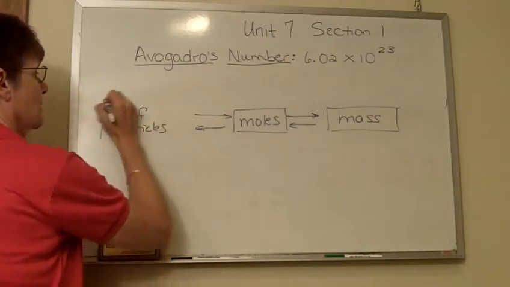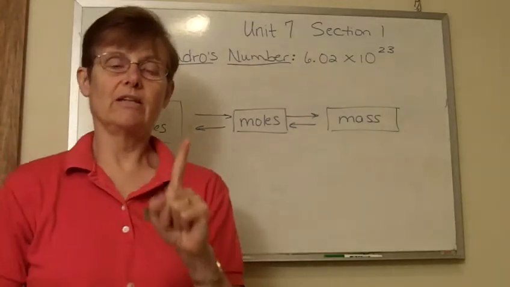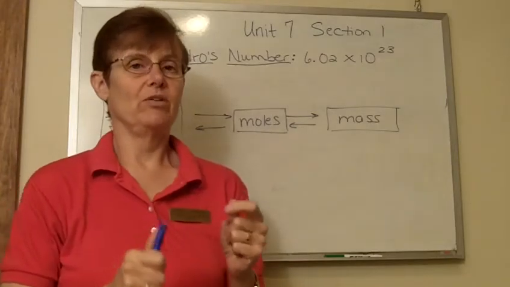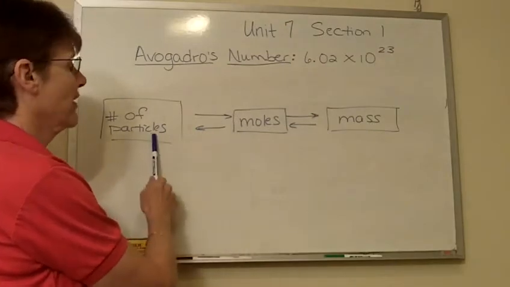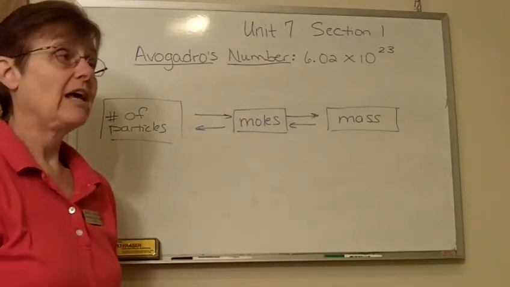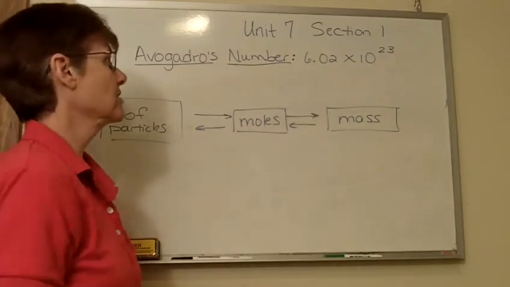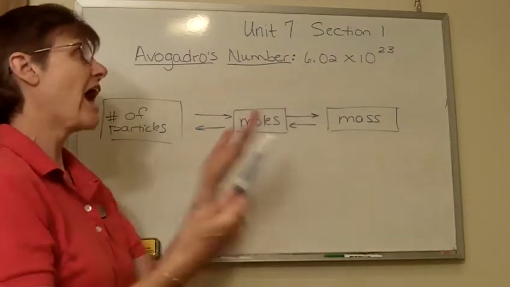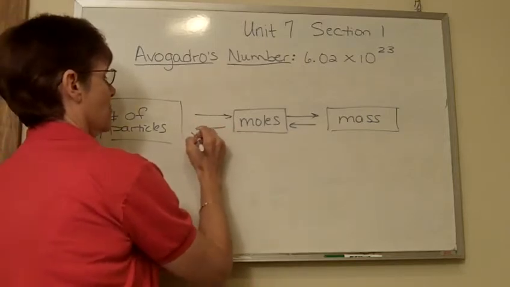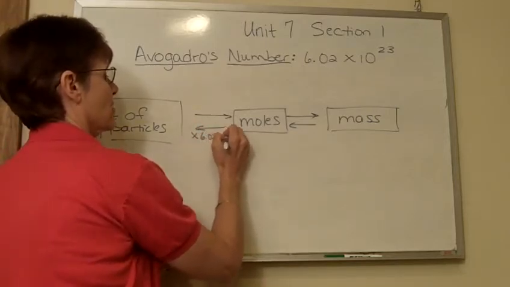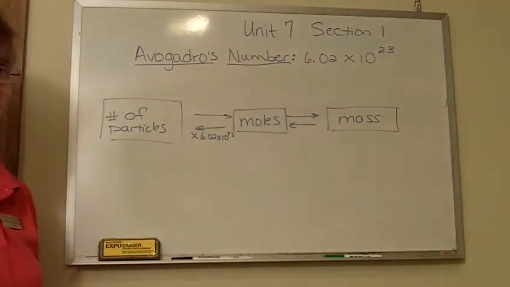Now we know that in 1 mole, there's always 6.02 times 10 to the 23rd particles. So that would mean if we know how many moles we have, we just have to multiply that times 6.02 times 10 to the 23rd. In other words, if I have 2 moles, it would be 2 times this number for the total number of particles. If I have 10 moles, it's 10 times that number. If I have a half a mole, it's half of that number. So along this arrow, I would just say times 6.02 times 10 to the 23rd. So to get from moles to the number of particles, we're going to multiply by Avogadro's number.